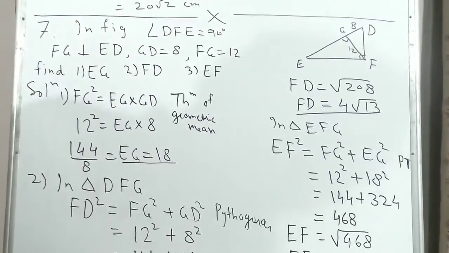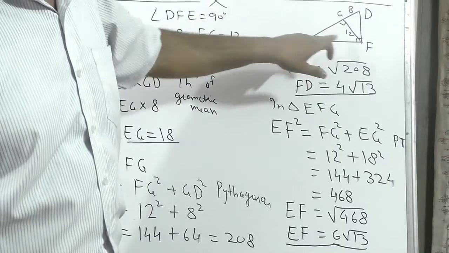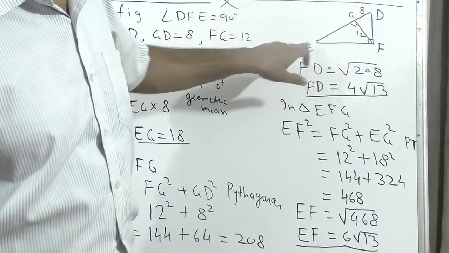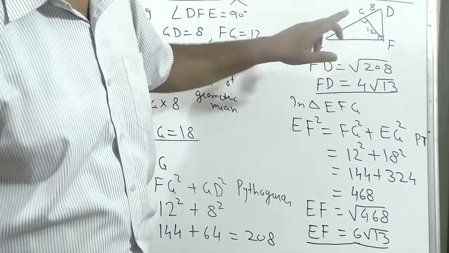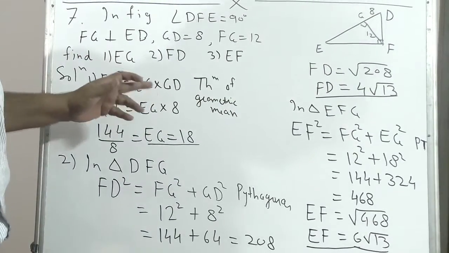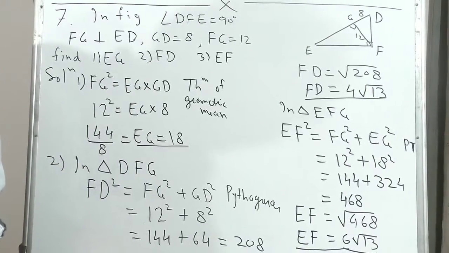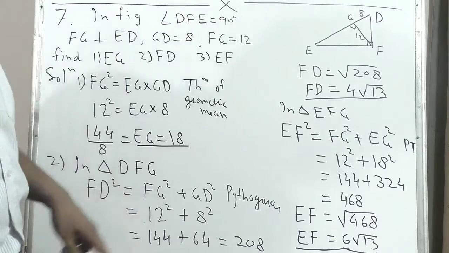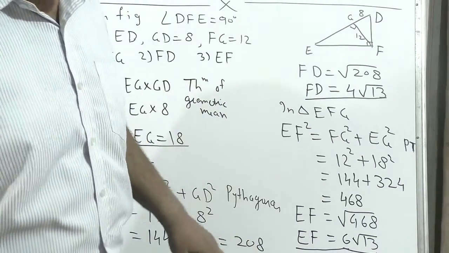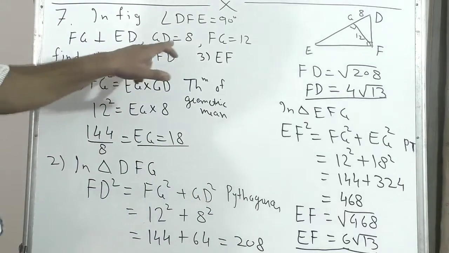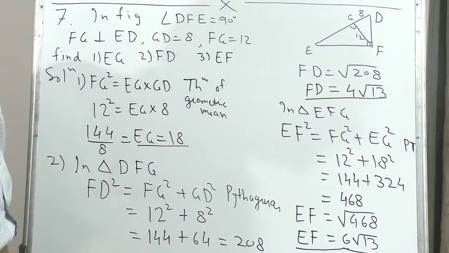Sum number 7. Here a figure is given. Triangle DFE. In triangle DFE, angle DFE is 90 degree, given. And FG perpendicular to ED. This is given. So you should understand the geometric mean property theorem. See, FG square equal to EG into GD. Now given GD is 8, FG is 12. Find EG, FD, EF. 3 marks on this.